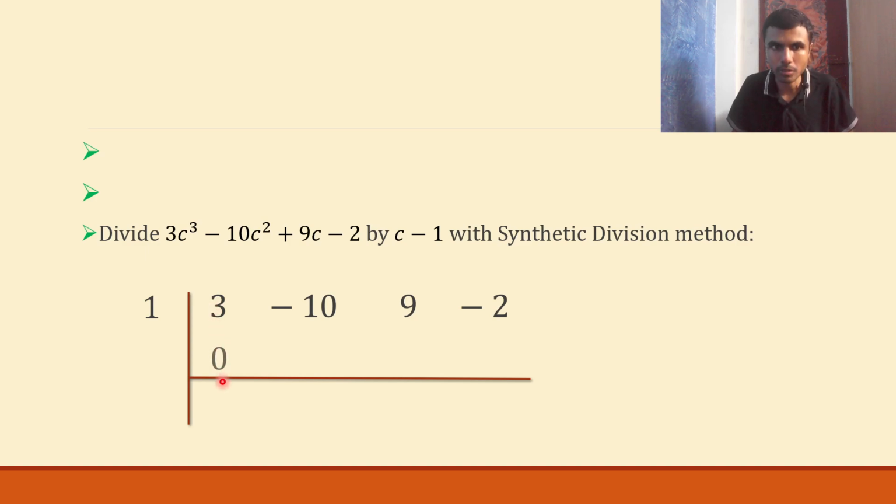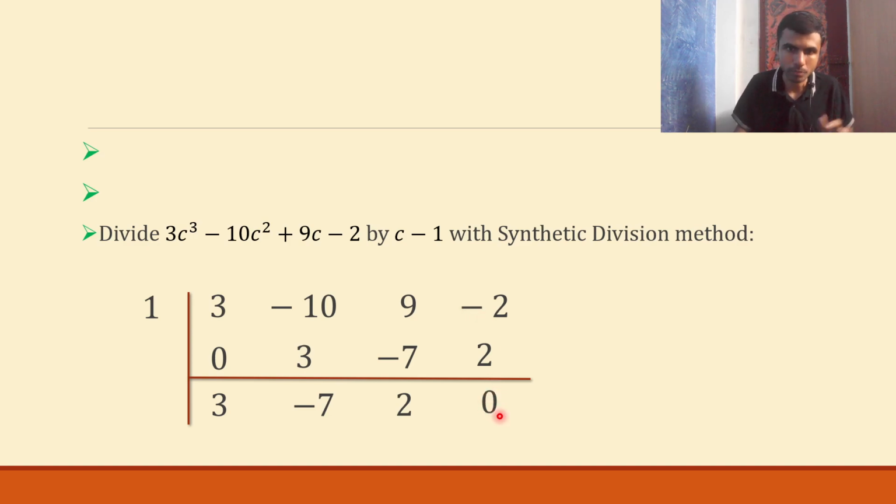First put a 0 below 3. What is 3 plus 0? 3. Now start multiplying. 3 into 1 is 3. That will come here. Minus 10 plus 3 is minus 7. That will come here. Again, minus 7 into 1, minus 7. 9 minus 7 is 2. 2 into 1, 2. Minus 2 plus 2, 0.